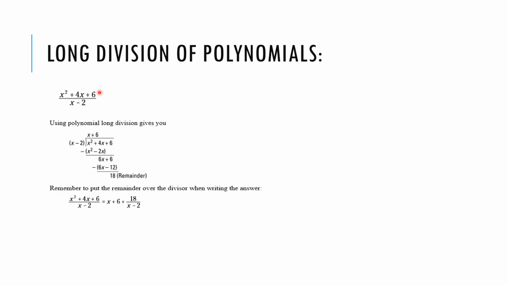Long division of the polynomials. x squared plus 4x plus 6 over x minus 2. Using polynomial long division gives us x minus 2 into x squared is x squared minus 2x. Subtracted gives us 6x plus 6. So x minus 2 times 6 gives us 6x minus 12. Subtracted gives us 18. Remember to put the remainder over the divisor when writing the answer. So the answer is x plus 6 plus 18 over x minus 2.